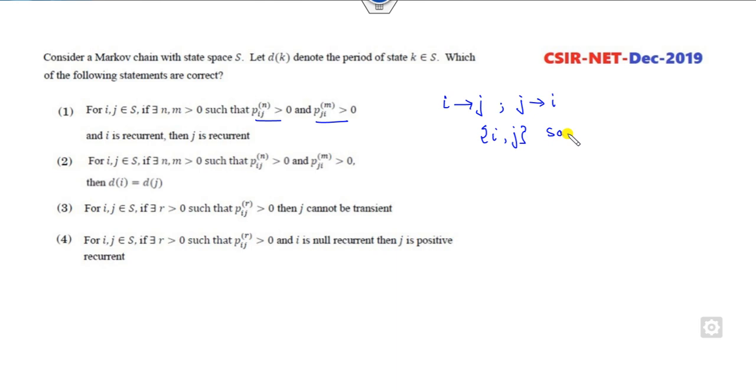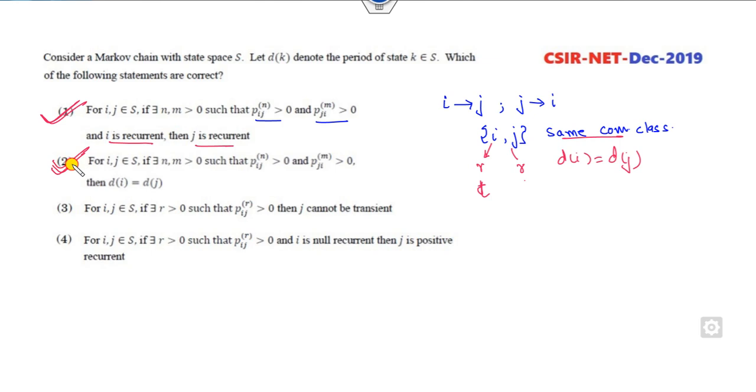Once they are in the same communicating class, if I is recurrent, J is recurrent. If I is transient, J is transient. If I is recurrent, J is recurrent is the correct option. If both are in the same communicating class, as I told you, the period of both is also the same.